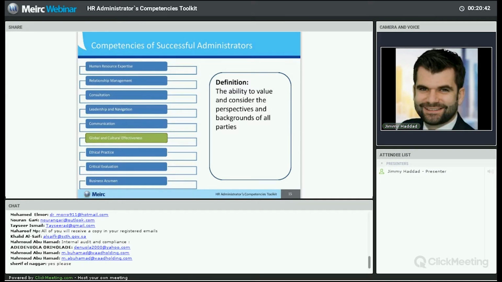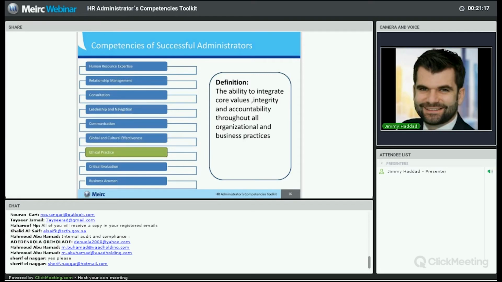And once that is done, an HR administrator will then be able to show respect for differences and promote inclusion of diverse individuals. Another common behavior that an HR practitioner may do regarding global and cultural effectiveness is to assist with implementation of diversity and culture programs in local settings and develop general knowledge of local and global economic trends. So it's not just about knowing the traditions and specifics of certain cultures, but also extending that to understanding local and global economic trends.